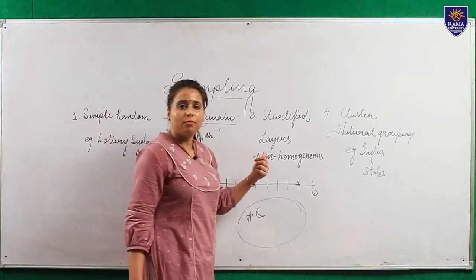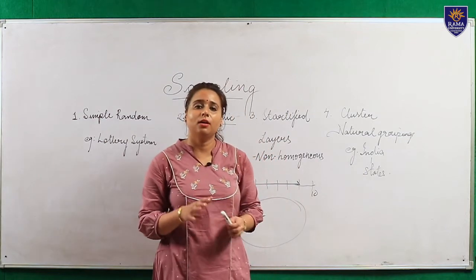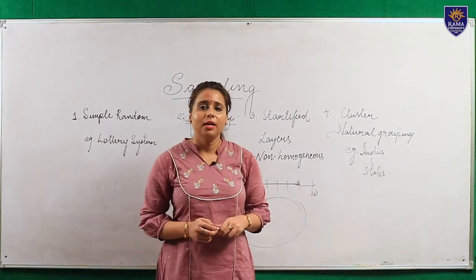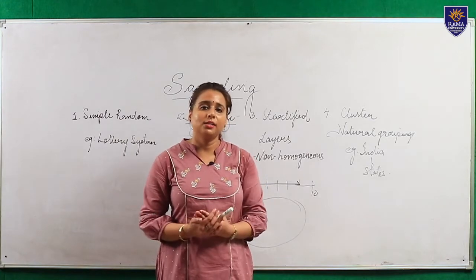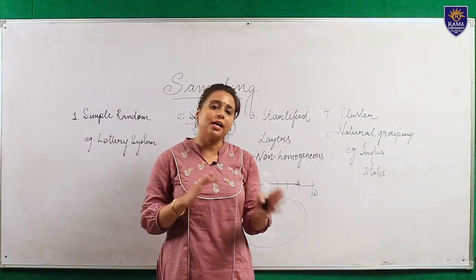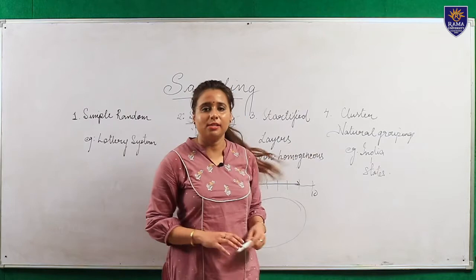Now the fourth type of method is cluster sampling, wherein usually the natural groupings are called the cluster sampling. For example, we take India as a universe and the states are natural groupings. Therefore, this tends to be called cluster sampling.